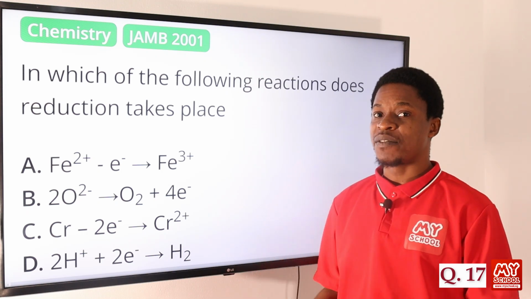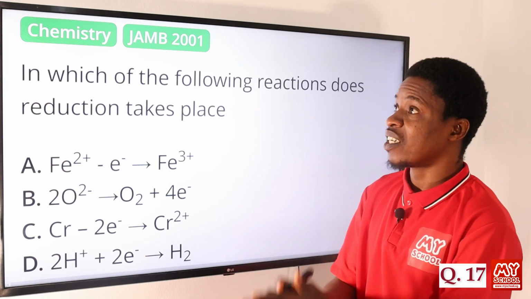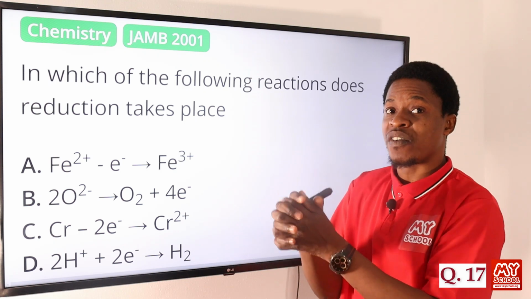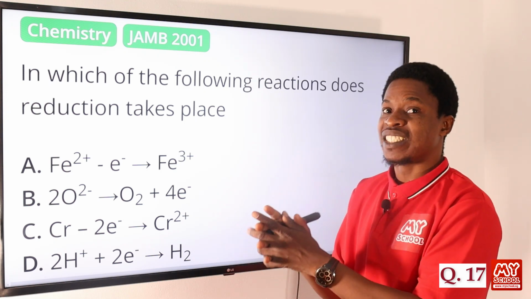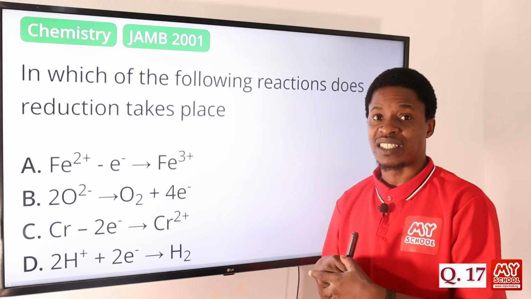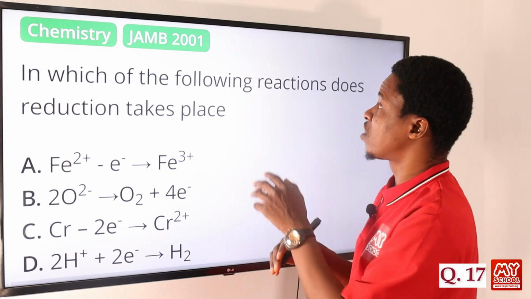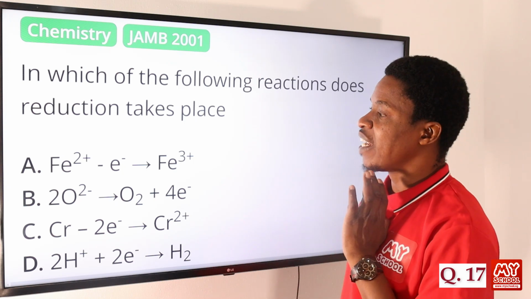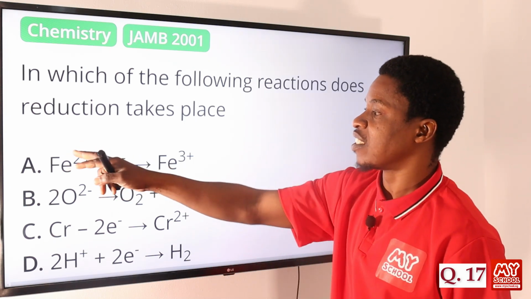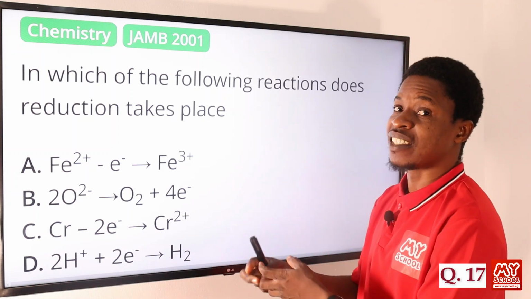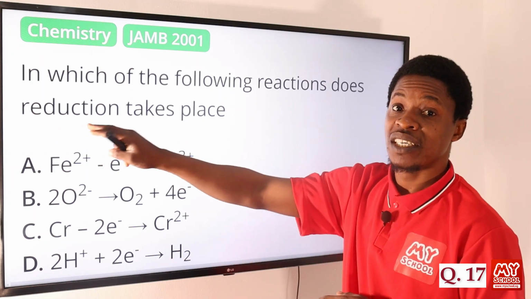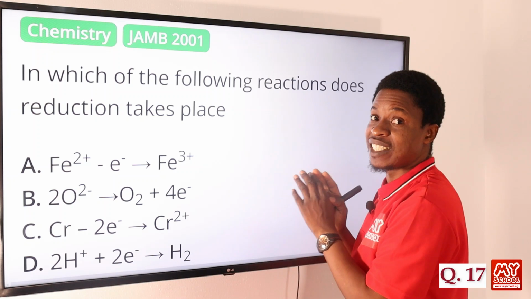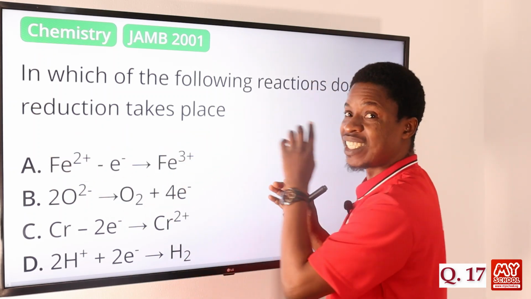In other words, another definition for oxidation is an increase in oxidation number of a particular atom, element or ion. But when there's a decrease in oxidation number, there is reduction taking place. So the question says, in which of the following reactions does reduction take place? What we'll be looking out for here is a decrease, because we are looking at reduction, not increase. Moving from left to right, if there's an increase, that's oxidation. But moving from left to right, when there's a decrease, that is reduction.